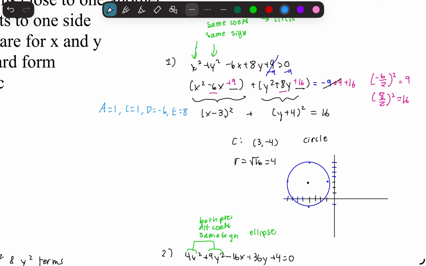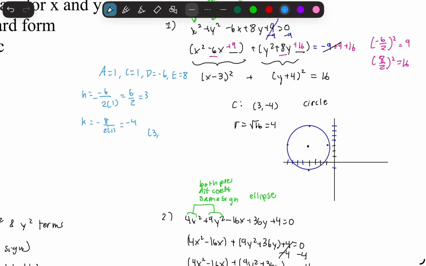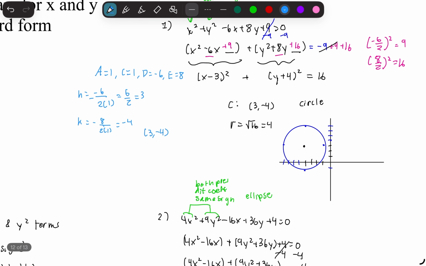Now, we can find h. Now we can find k. And that's (3, negative 4). Same as how we got with completing the square.